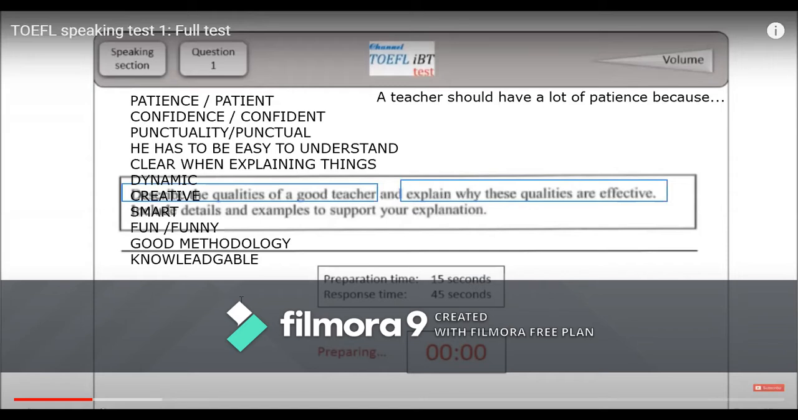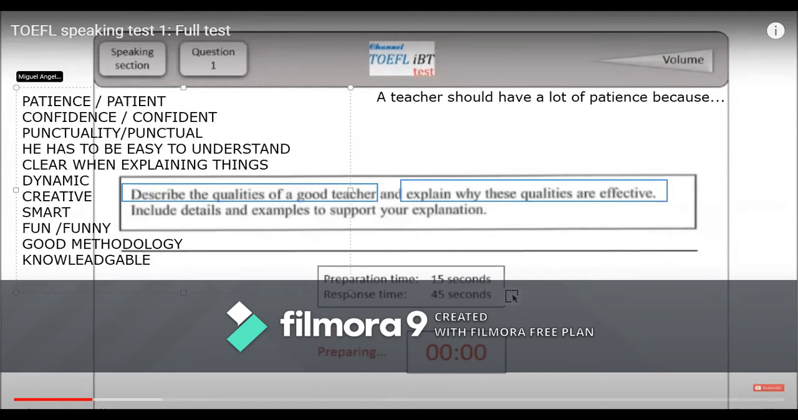Always saying why. Now you have to do the task. Describe the qualities of a good teacher.